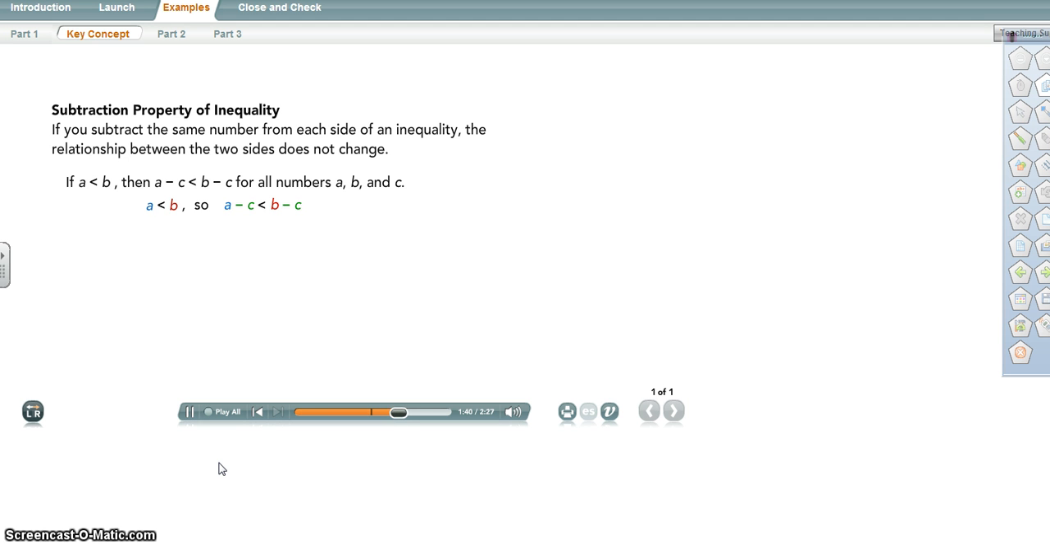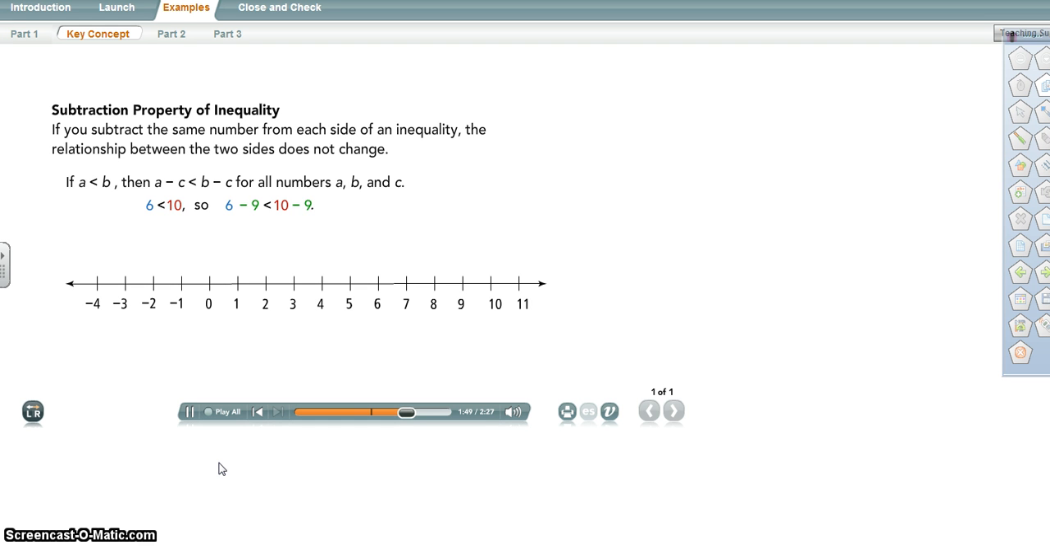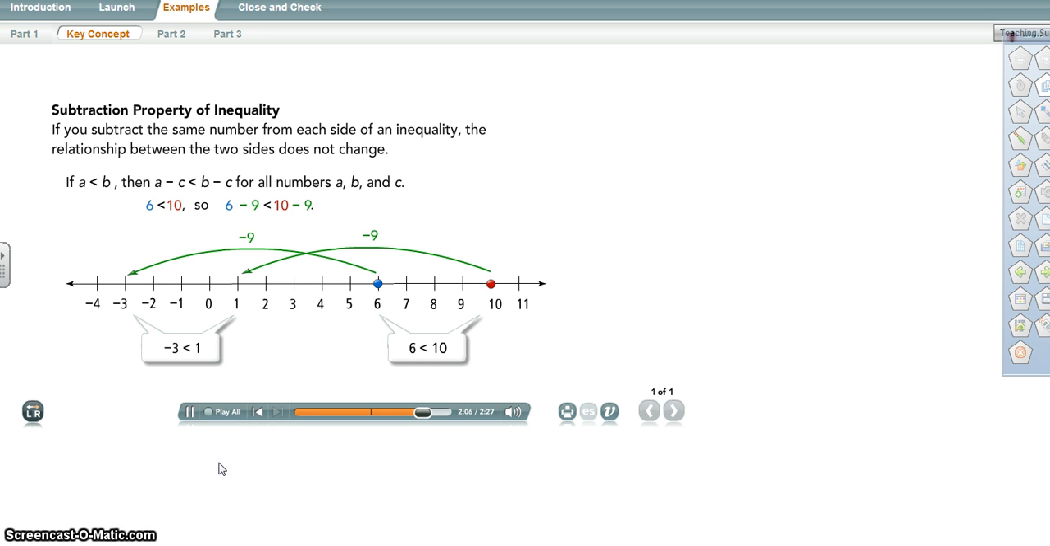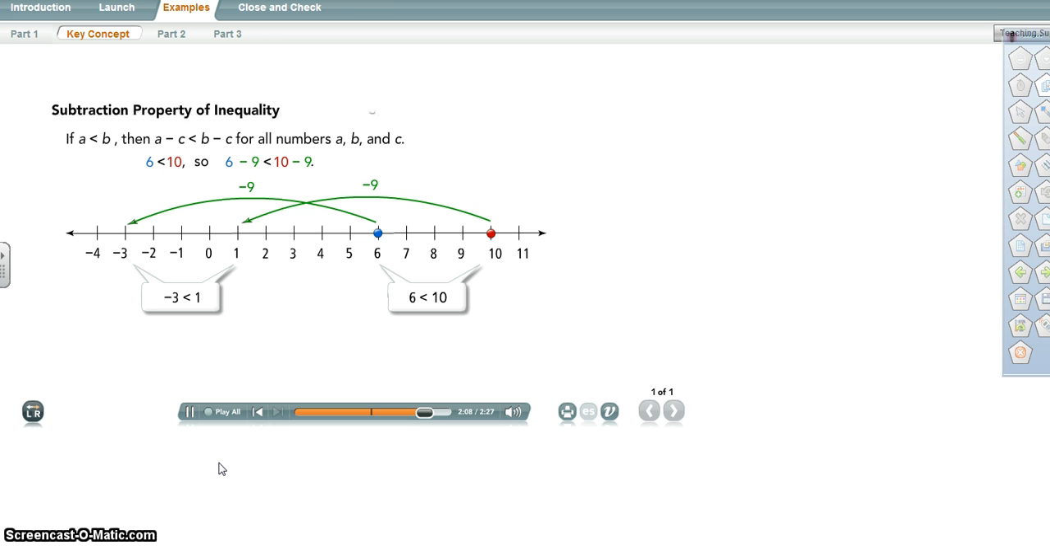For example, let A equal 6, B equal 10, and C equal 9. A number line can help show these relationships. 6 is less than 10. If you subtract 9 from 6, you get -3. If you subtract 9 from 10, you get 1. -3 is less than 1.